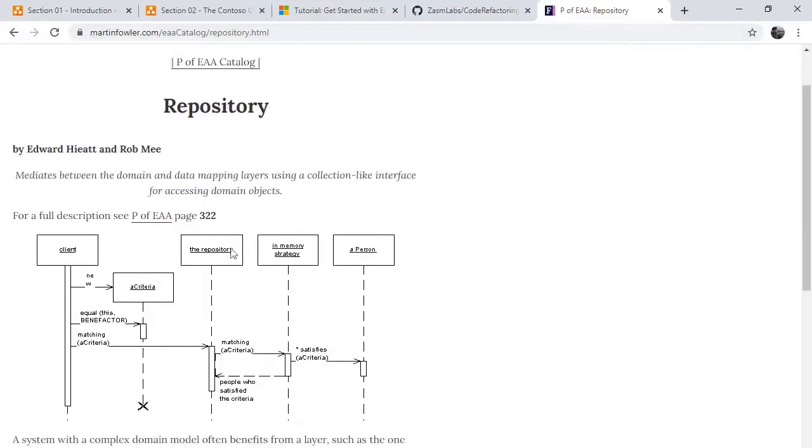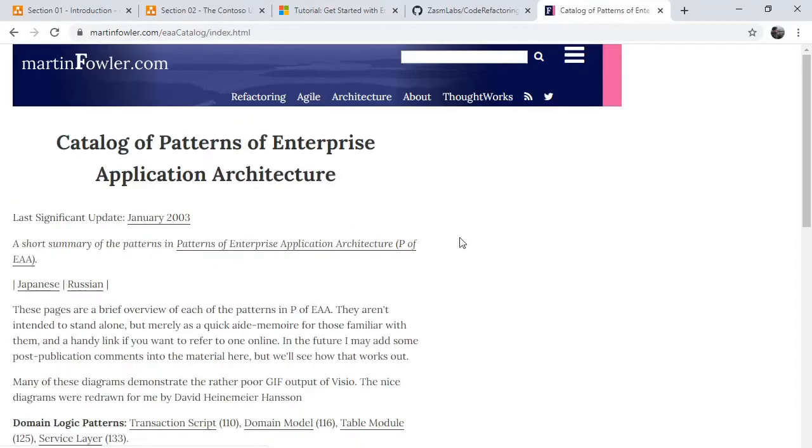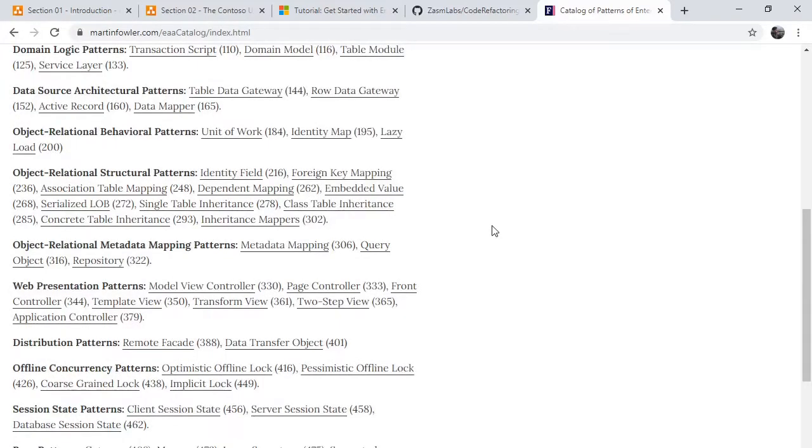Inside his book. Let's try and read through the definition. Mediates between the domain and the data mapping layer using a collection-like interface. Alright, so repository mostly talks about a collection, and it is a mapping pattern. I don't know if you guys have gotten an opportunity of looking at this catalog. The repository pattern is a data mapping category pattern.